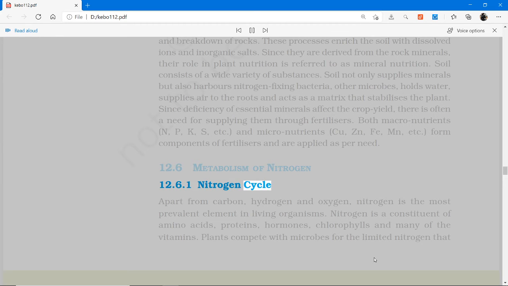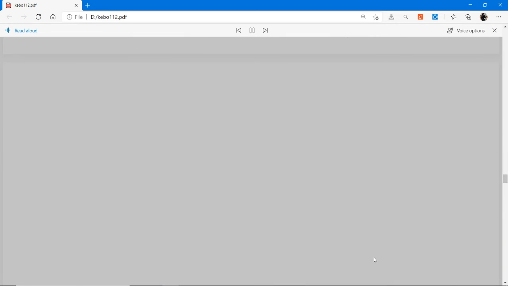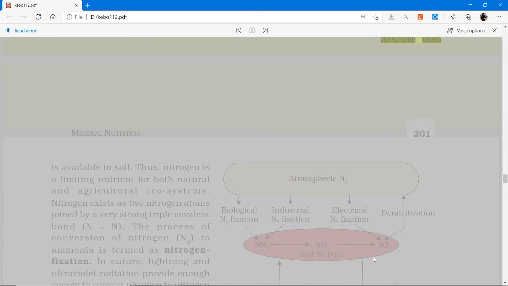12.6 Metabolism of nitrogen. 12.6.1 Nitrogen cycle. Apart from carbon, hydrogen, and oxygen, nitrogen is the most prevalent element in living organisms. Nitrogen is a constituent of amino acids, proteins, hormones, chlorophylls and many of the vitamins. Plants compete with microbes for the limited nitrogen that is available in soil. Thus, nitrogen is a limiting nutrient for both natural and agricultural ecosystems.